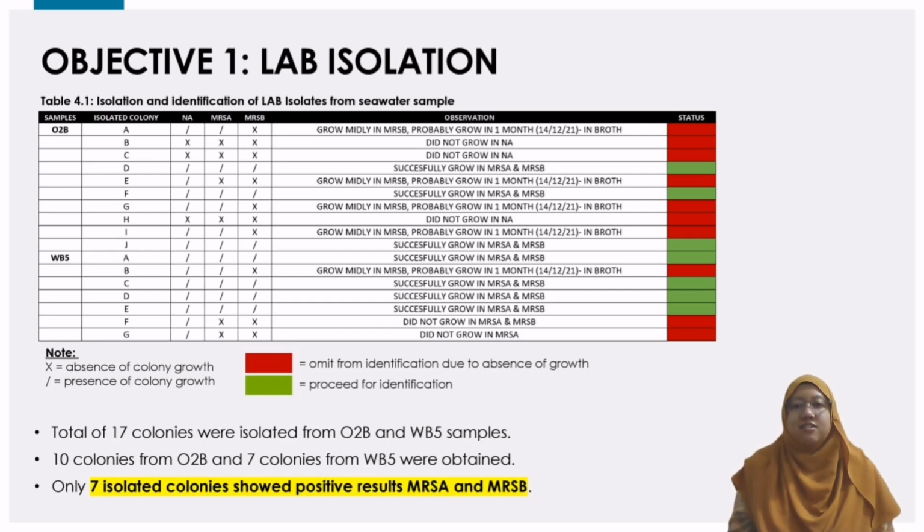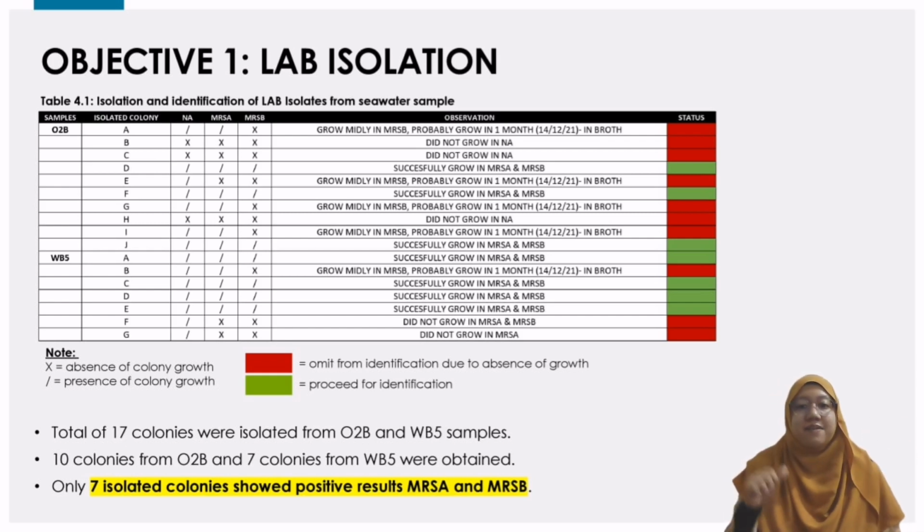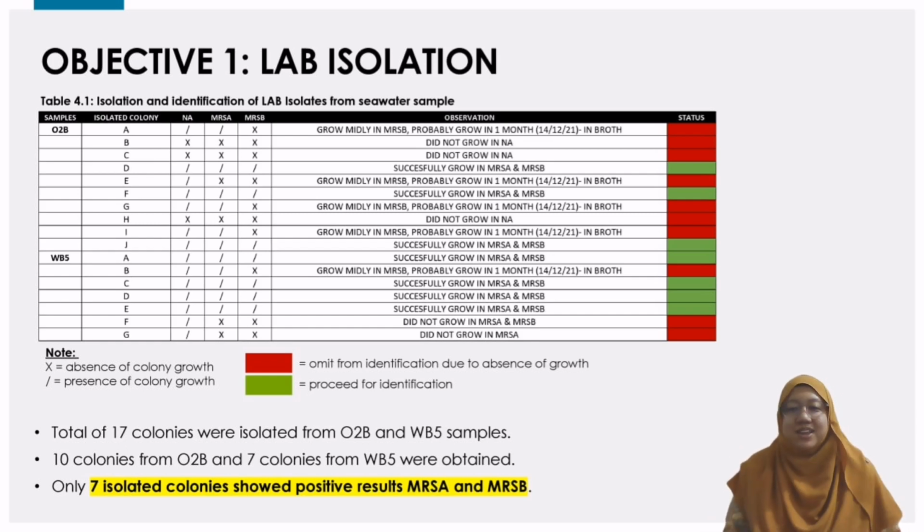Meanwhile, the status column that is colored green showed the positive result, indicating that the isolates were able to grow on the selective media. Only 7 positive result isolates are shown: O2BD, O2BF, O2BJ, WB5A, WB5C, WB5D, and lastly WB5E. These were then proceeded with the LAB identification.